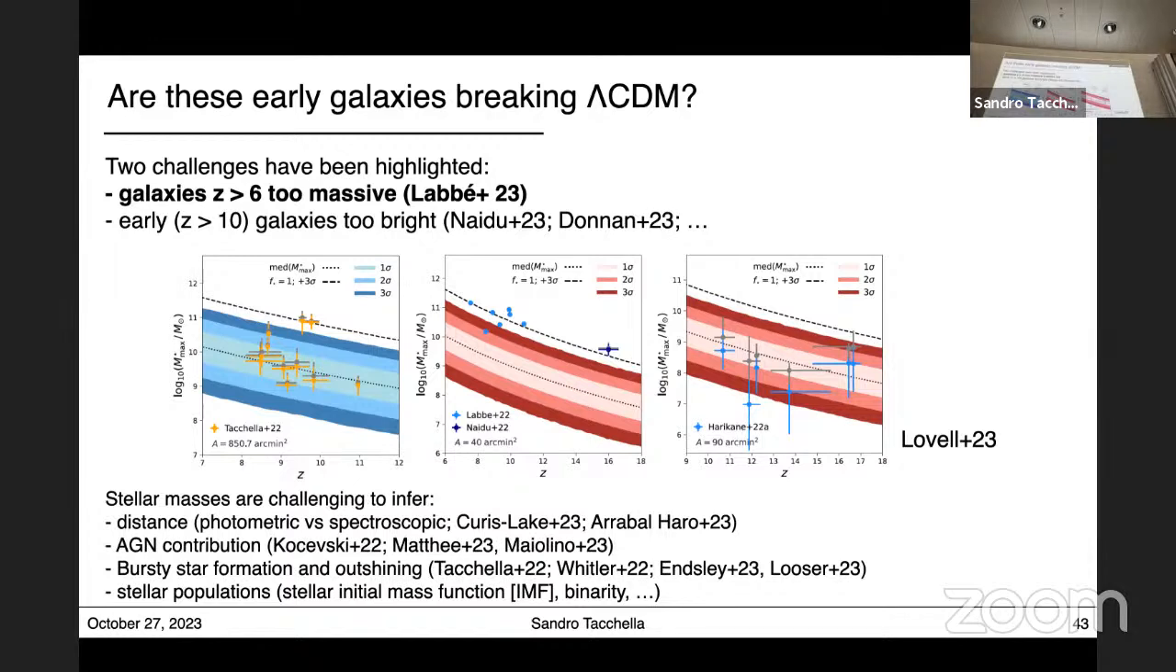And then, of course, the stellar population model related to IMF and binarity, you can move these points by factors of 2 or 3, just changing the IMF and the binarity fraction in these galaxies.